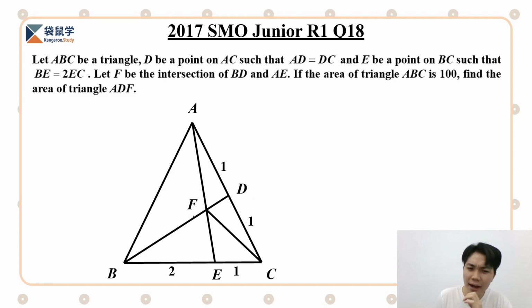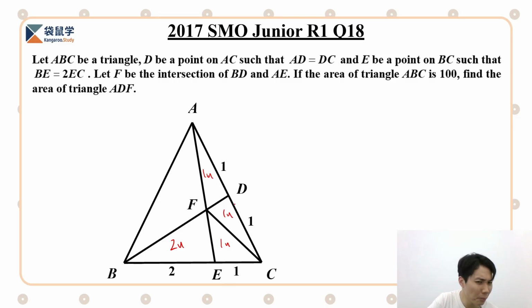If I have BFE and EFC, then I know that the base ratio is 2:1, and the area ratio will just be the same. So this will be 1 unit and 2 units. I can represent with ratio. Yes? And I know AFD and FDC. What will the ratio be? The ratio will be 1:1. 1 unit is to 1 unit.